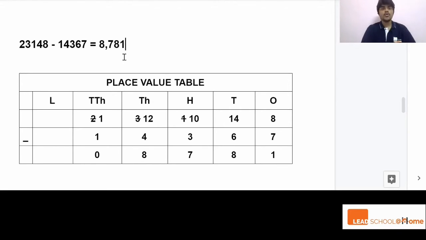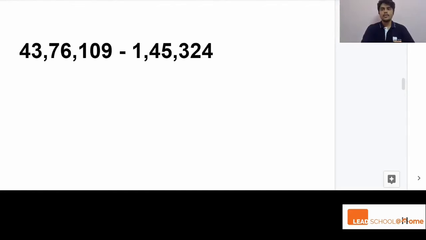When I do 23,148 minus 14,367, I will get 8,781. This is how I do the subtraction of large numbers with regrouping. Wherever regrouping is there, regrouping means having to take a borrow. Wherever I'm taking a borrow, this is how I do the subtraction of large numbers.